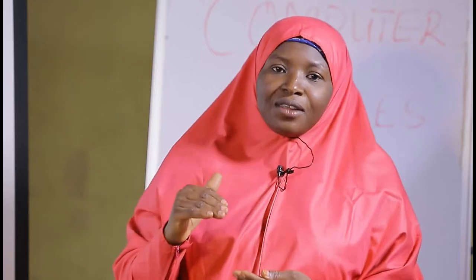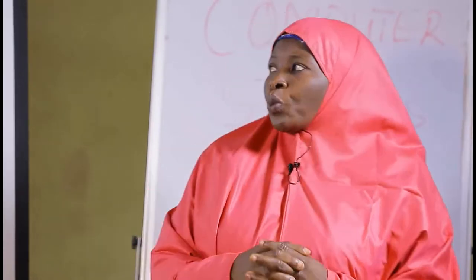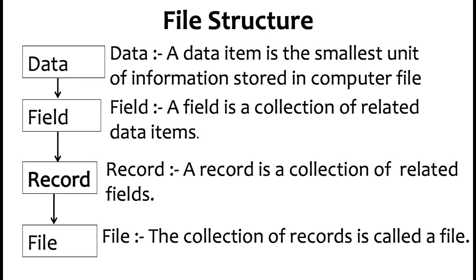So the alphanumeric consists of your letters and your numbers. That is why it is called alphanumeric. The alpha stands for the alphabet, while the numeric stands for the number. So it's the combination of the two. The next is that we have the file structure. That is how our file is being constructed, starting from the smallest to the highest.